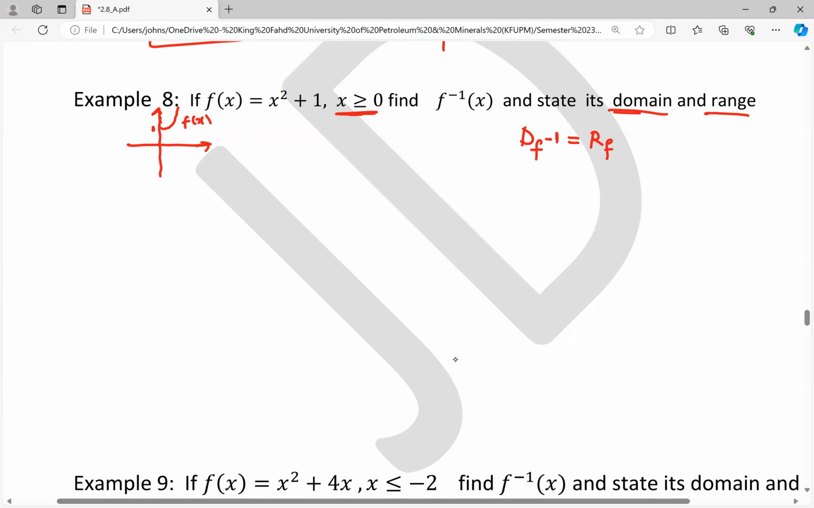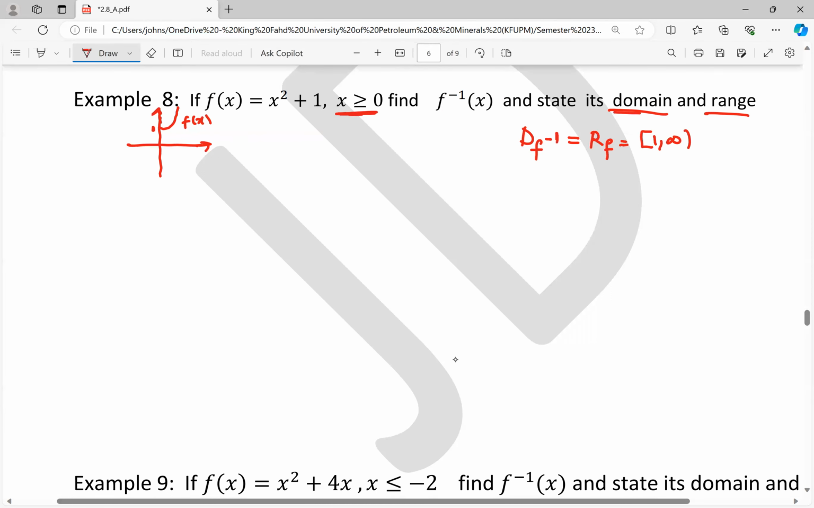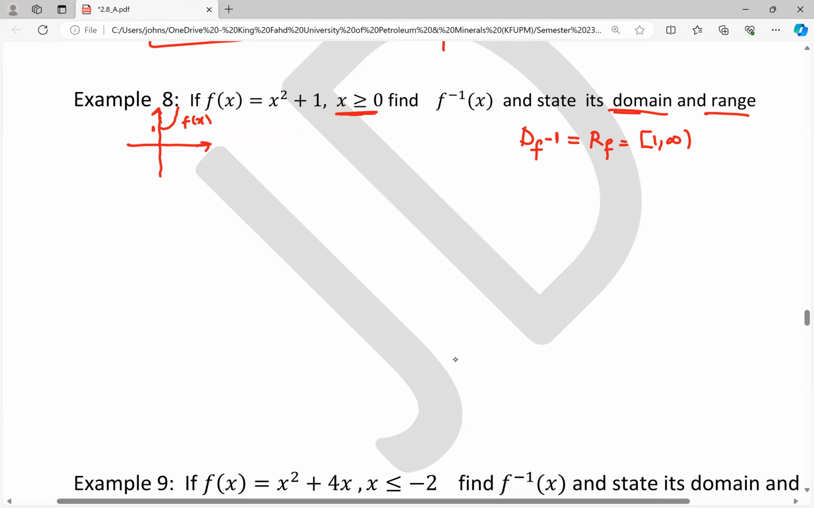So what is the range of f? From here, we can see the range is just from 1 to where? From 1 to infinity, right? From 1 to infinity. We can see this is the range. And we can see, because this is what? This is a parabola, open up. What is the vertex here? The vertex here is 0 and 1, yeah? H and K.